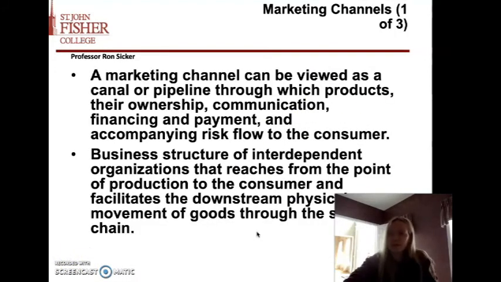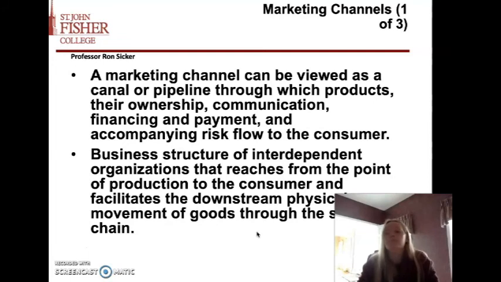Okay, so a marketing channel basically acts as the distribution function of the marketing mix within a supply chain. So it's how products, ownership, communication, financing, and risk get from the company to the customer. It has all of these interdependent organizations in the process, and it's basically the route for products and services to flow to the customer. So it's everything that's involved.